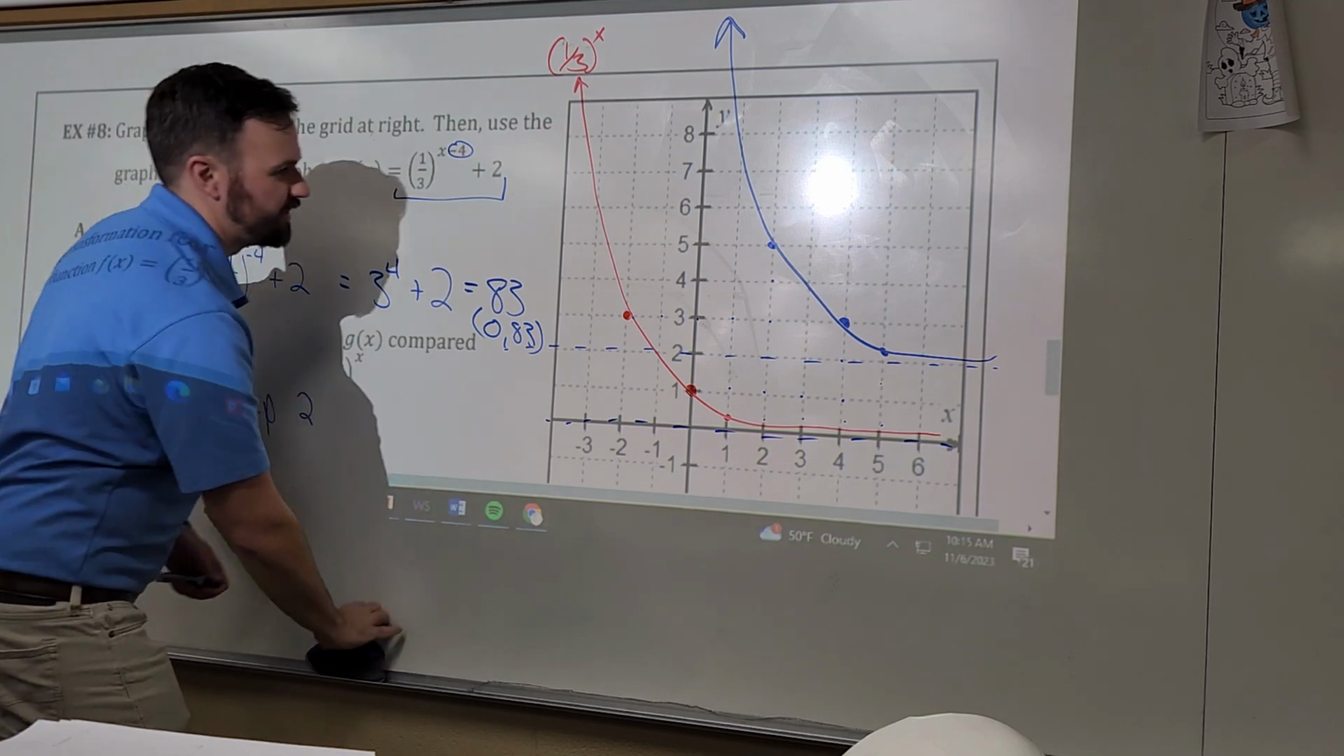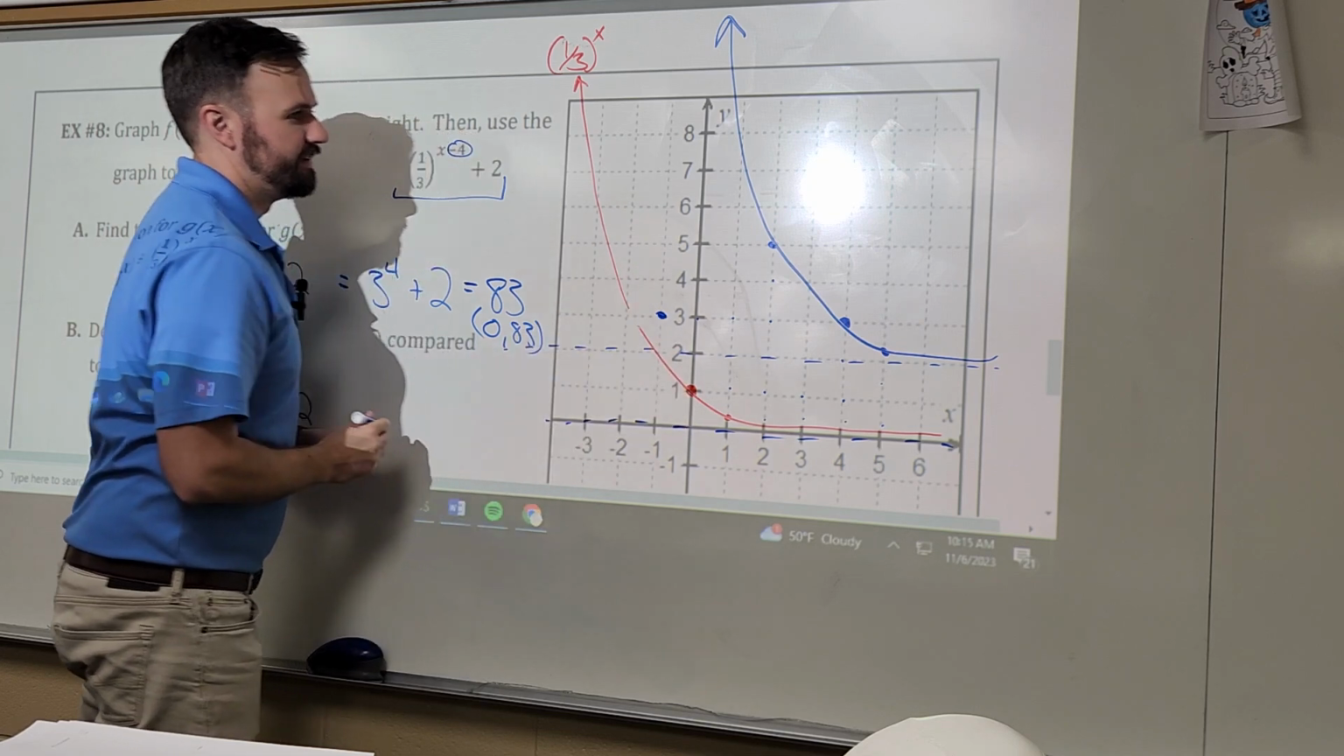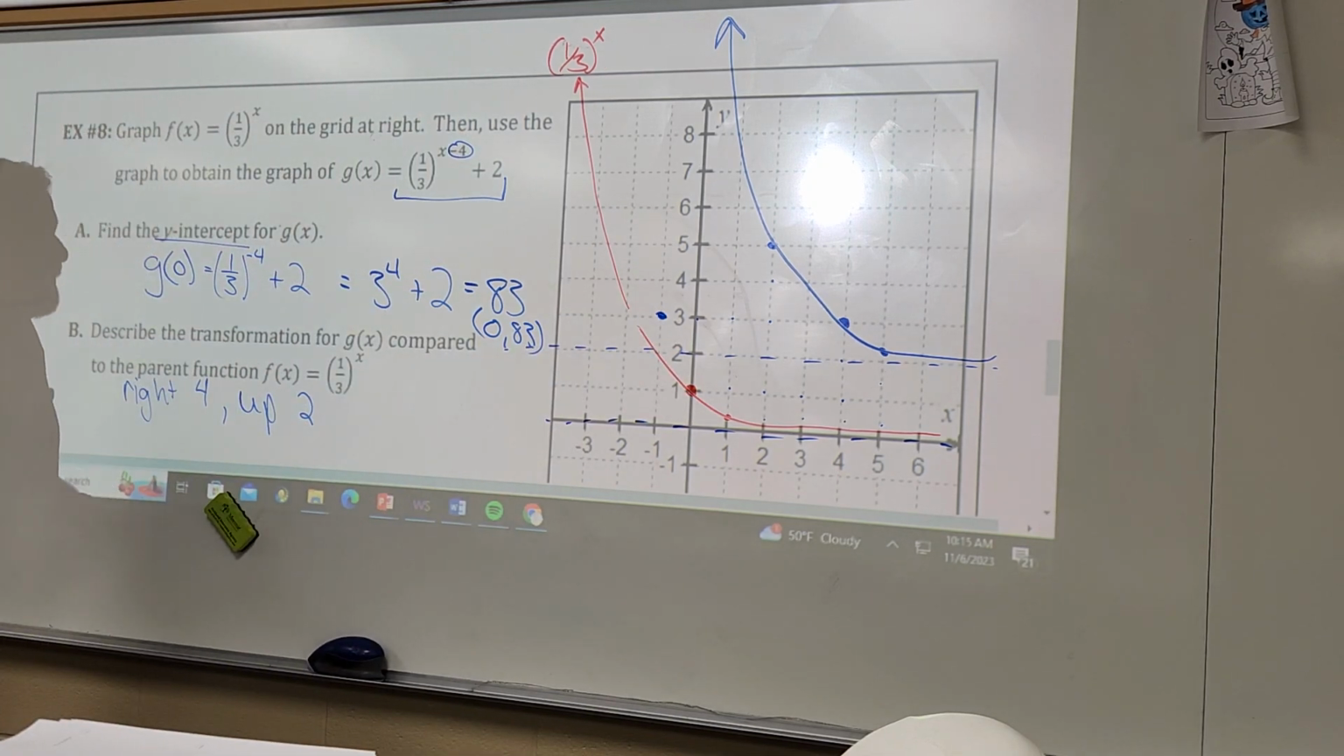Oh, yeah, I just shifted it over. My bad. I don't know why I put it there. But the overall shape is okay.